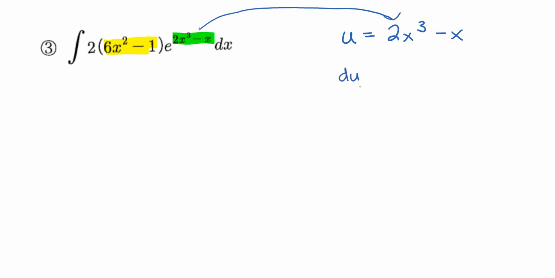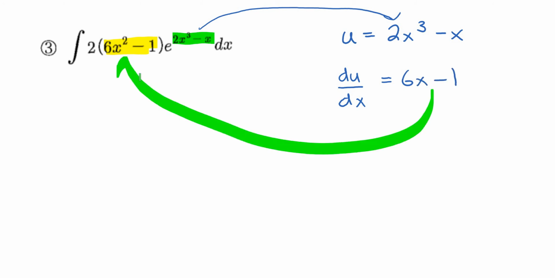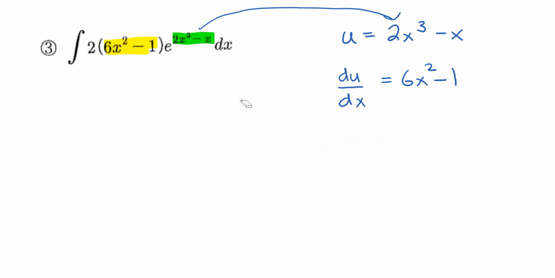Well, let's go ahead and take the derivative now. The derivative of this is going to be 6x minus 1. And clearly I can see that over here. Oh, sorry, 6x squared minus 1. So I can see that back in the original problem. So those are some pretty good indicators that I probably did the question correctly so far. Okay, let's continue on and let's figure this out.